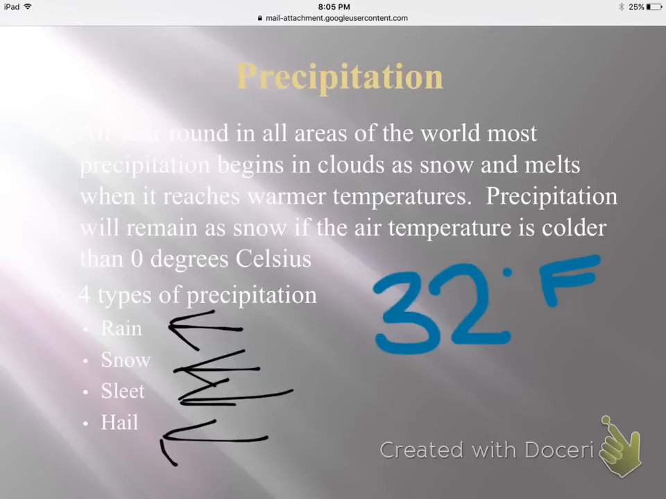That is all I have for you guys. However, I do want to talk about some of the symbols really quick for the warm fronts, cold fronts, stationary fronts, and occluded fronts. So on the next slide, I'm going to go over some of those symbols.